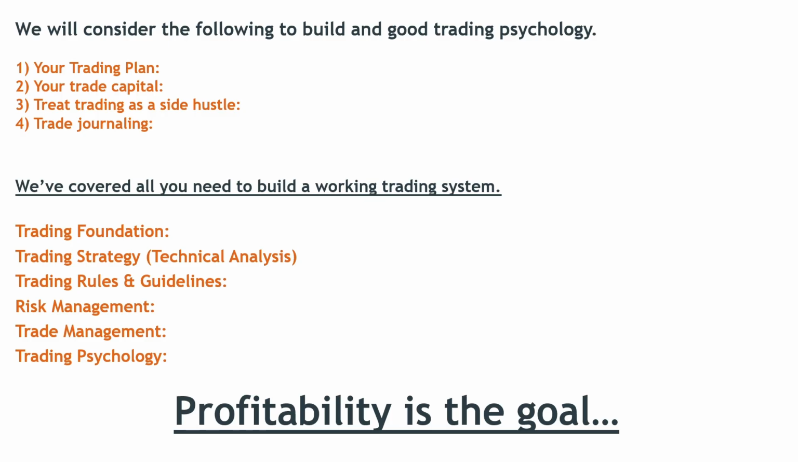We have covered all you need to build a good working system. We started from the foundation and then the strategy, and then we moved to the rules and guidelines you have to follow as you proceed. Then we moved to risk management, trade management, and we seal it up with what? Trading psychology. Trading psychology, I call it the Oga Patapata of them all. The reason why I say it is the Oga of them all is because you see how it moves. It involves your trading plan, your trading capital, and how you have to treat trading in order to help build your psychology and then master trade journaling. You see, that is why trading psychology consists of 60% of you becoming a consistent, profitable trader.